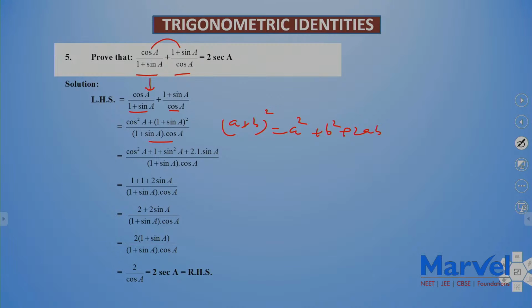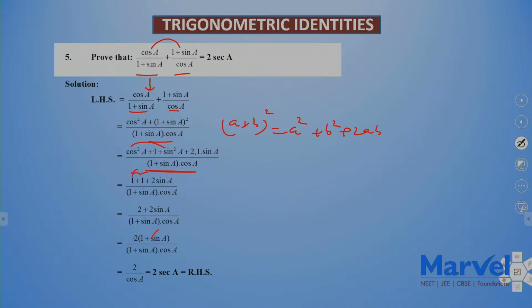Very important, don't multiply the denominator because it is already in factorized form. Now cos square A plus sin square A, using the first identity, is 1, and one more 1 is there, plus 2 sin A. So 1 plus 1 is 2, 2 plus 2 sin A, taking 2 outside, 2 into (1 plus sin A).